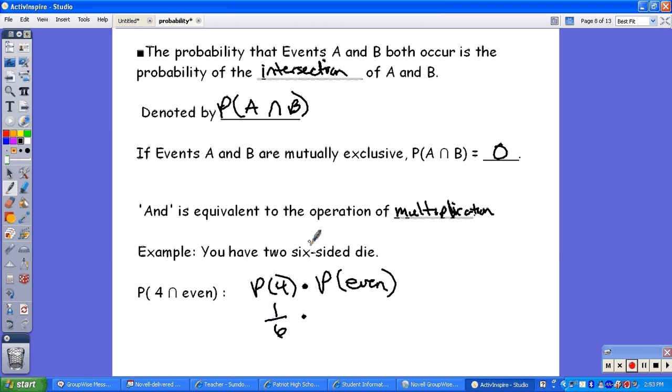Now, the probability of getting even on the second dice when you throw it is 3 out of 6. So when you multiply that, you're going to get 3 over 36, which reduces to 1/12. And that's how you get that. So you have to look at them, you're doing them separately. Even though there are 2, you're still doing them separately.